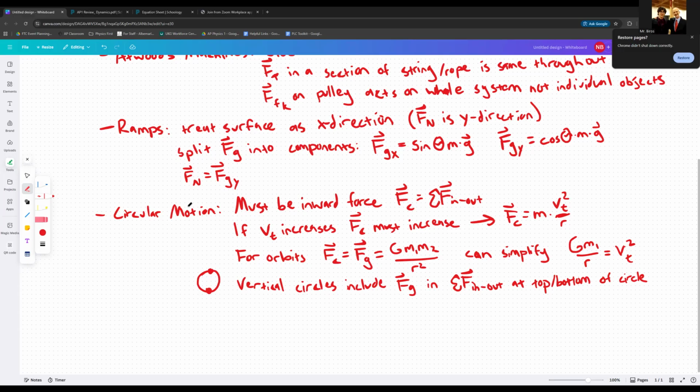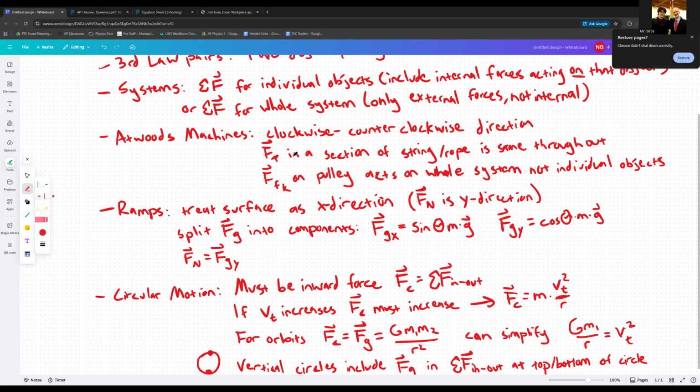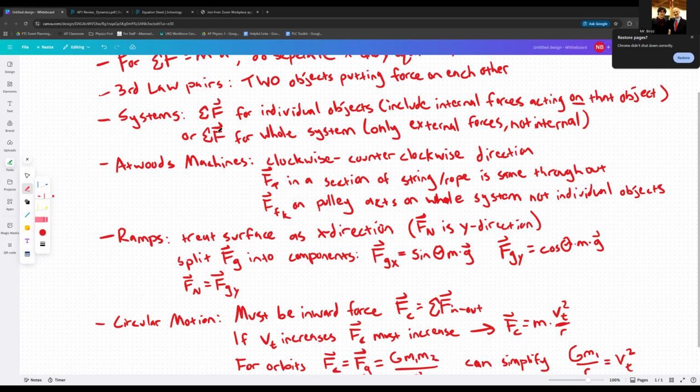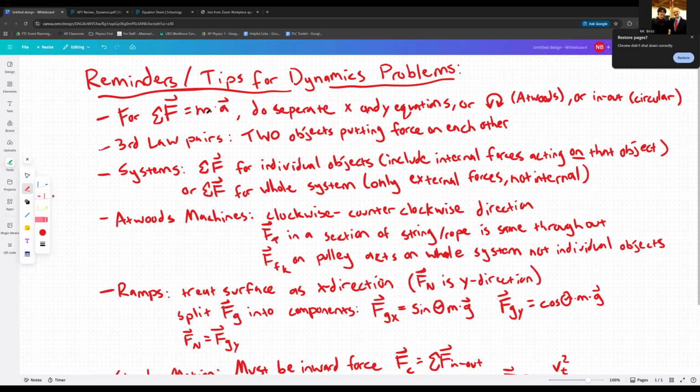Okay, cool. I think that's most of the main reminders I wanted to give. I just wanted to run through some of the problems you'll see. You'll see probably 2 or 3 circular motion problems. You'll see at least one ramp problem. There'll be an Atwood's machine somewhere in there, and systems of objects in general, any system with multiple objects. You could do the sum of forces for individual objects or for the whole thing. There will be a third law problem on there. Summing forces is definitely important.